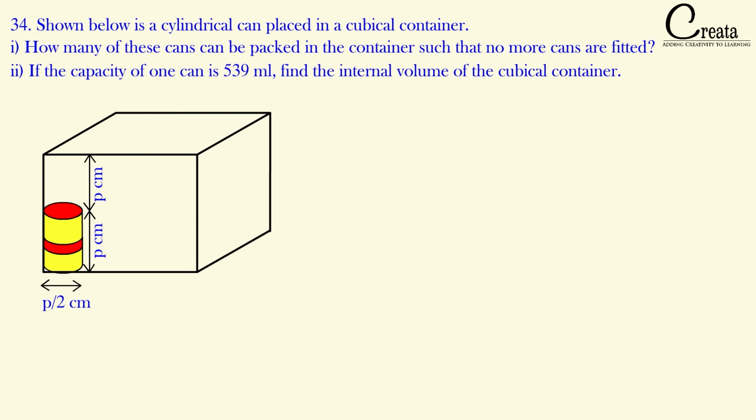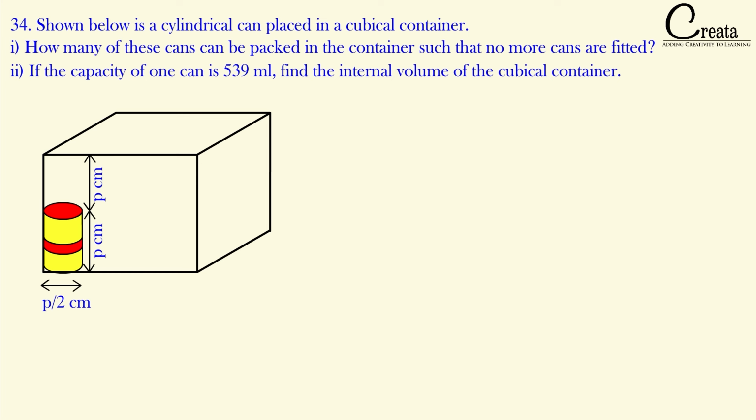So this is the question. Observe the question and try to solve it on your own. Let's approach the question. In this question, a cubical container is given. And what is the property of a cube? All the three sides of a cube are equal. So all the three sides of this cubical container will be equal to each other. Further, a cylindrical cane is given which is placed inside this cubical container.